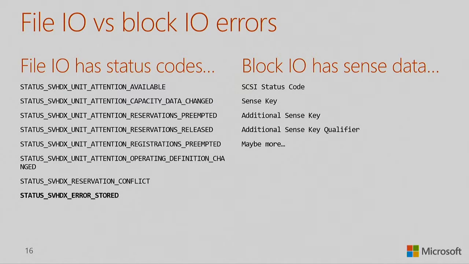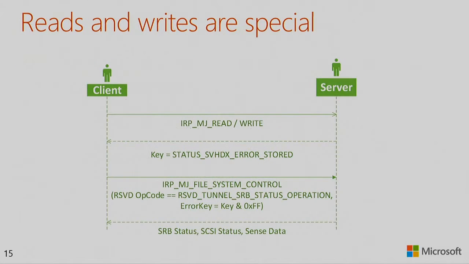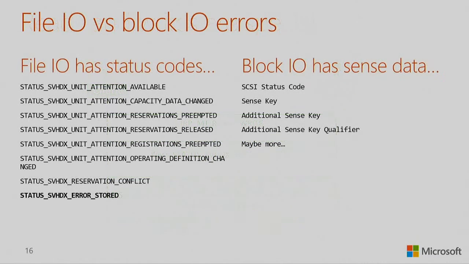Then there's everything else, all the other error codes. I don't even want to pretend to try to know what they all are. I'm not a SCSI expert as much as some people in this room are, that's for sure. So we store them in the server, and there's another one of those tunneled operations where you say, go retrieve me the error returned from this operation. So backing up, on a read or write, we return a status code that includes a key, and you go back and issue another file system control, and you get all your sense data back.